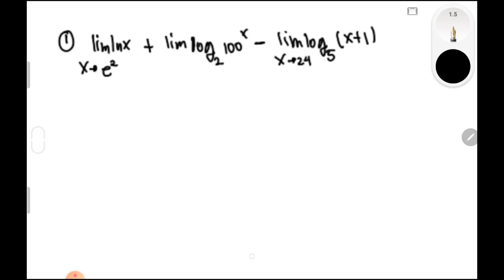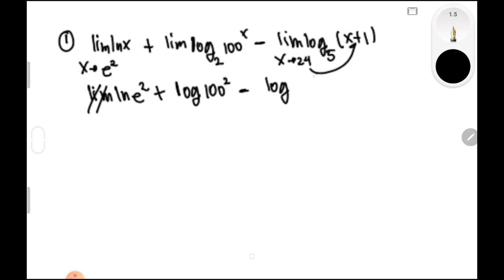So from this, there are three limits that we would use. So pwede lang ba to? So let us evaluate the limit. If you would substitute the values directly, defined siya, di ba? Defined yung limit natin. So therefore, we may have the limit of ln of e squared. So tatanggalin na natin, no? Kasi kukunin na natin agad yung limit. Plus logarithm of 100 squared, minus logarithm of 25.